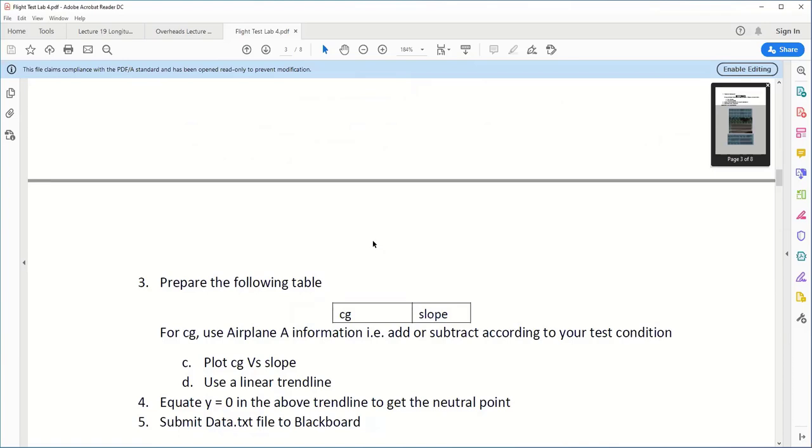I don't know what the exact value will be. For example, if it says 20% mean aerodynamic chord, then they should give you how much the MAC is, and if you have any issues, let me know.